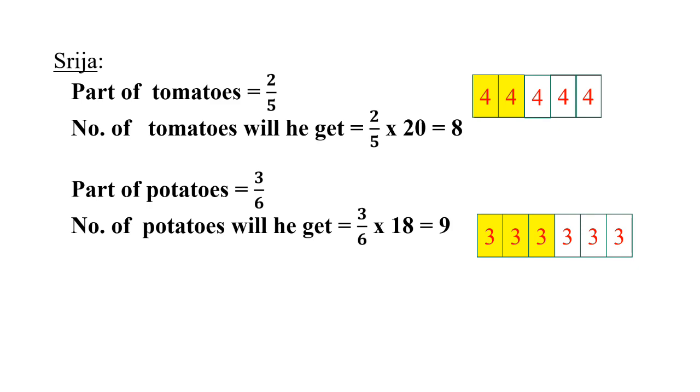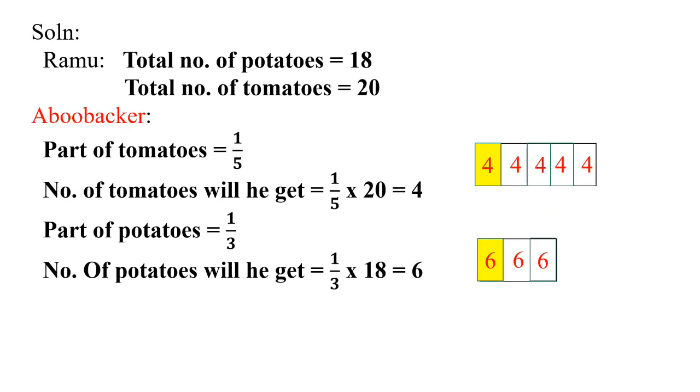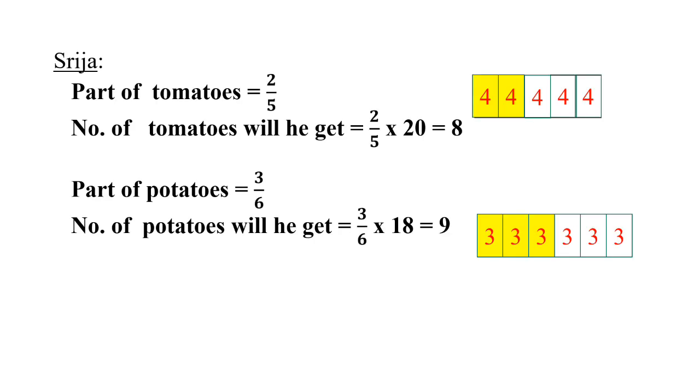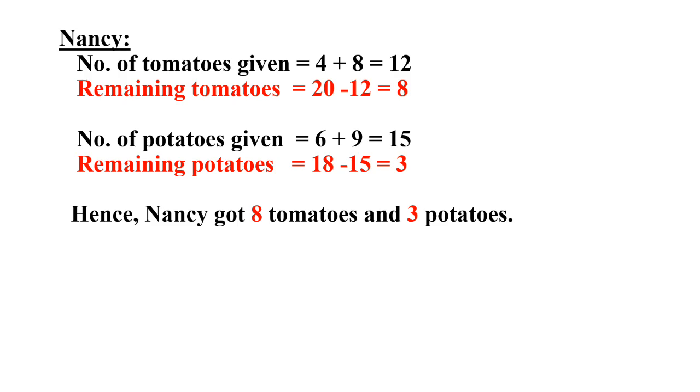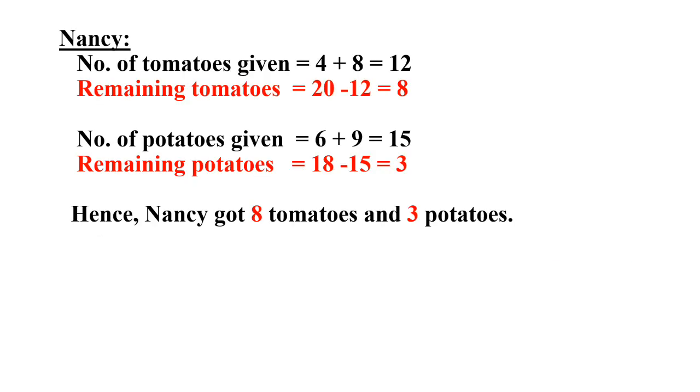Next, we want to find out for Nancy. Number of tomatoes given: for Abu Bakr, 4 tomatoes. For Srija, 8 tomatoes. 4 plus 8, 12. What is the total? Ramu has 20 tomatoes. So, from that 20, we are subtracting the 12. 20 minus 12, 8.